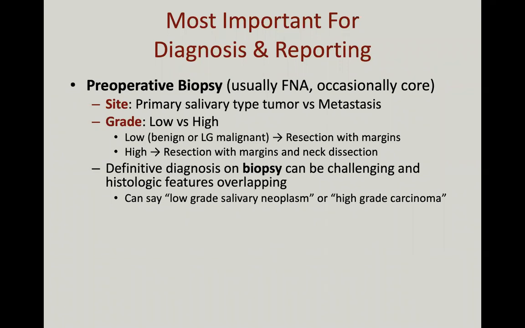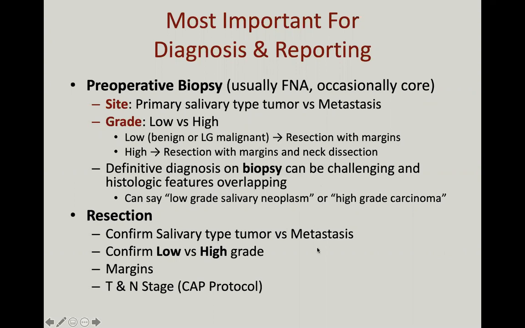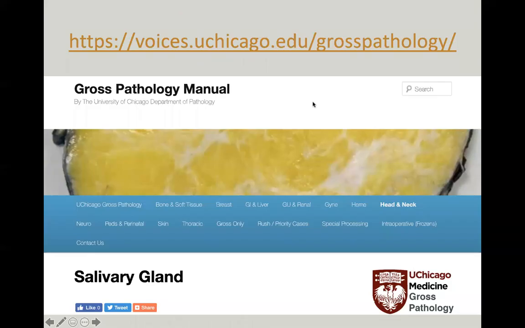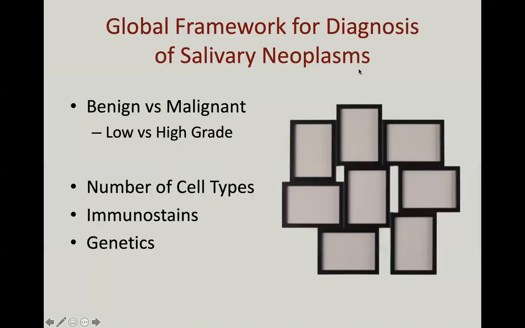So I don't always definitively make a diagnosis of a benign versus a low-grade malignant. You can say low-grade salivary gland neoplasm or high-grade carcinoma, because as you'll see, histologic features can be very overlapping. On resection, of course, we want to again confirm that it's a primary versus a met, confirm the grade, discuss the margins, and of course, stage the patient. Just as a reminder, our salivary grossing procedures are all here, including some different techniques you might want to take intraoperatively if these ever do come for frozen.